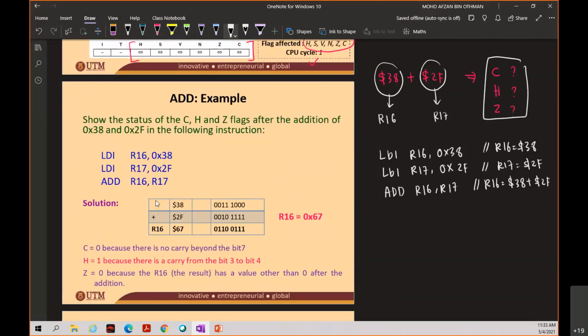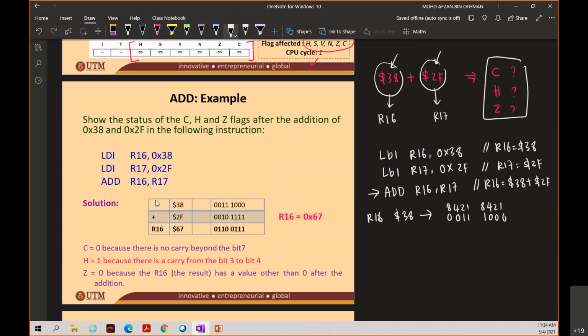In order to figure out which flags are affected after you execute this ADD instruction, you need to convert these hexadecimal values to binary numbers. R16, which is 38, changed to binary representation, you will get 0011 1000.